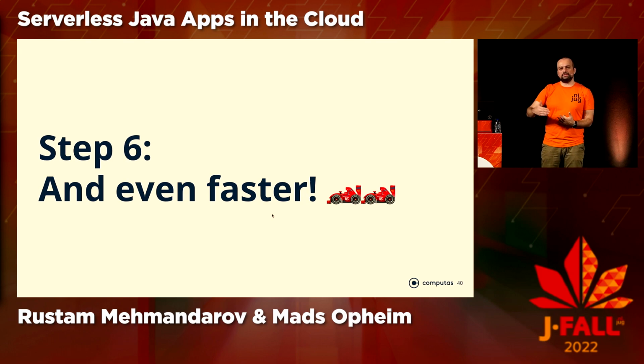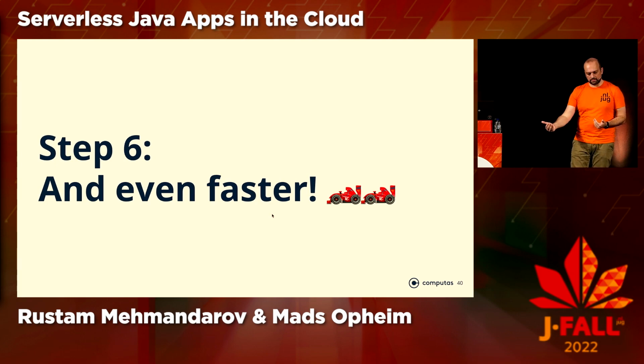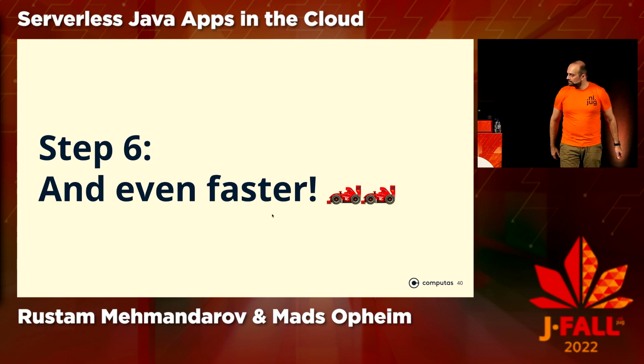Because there are a lot of things that have to happen in the background, right? You have to pull your container from a registry. You have to deploy it. You have to start up a VM. You have to start up that code. The container has to start. Your application has to start. A lot of things have to happen. So it's kind of impressive that it happens in a few milliseconds or whatever, but you can go faster. And you can go faster by going native.